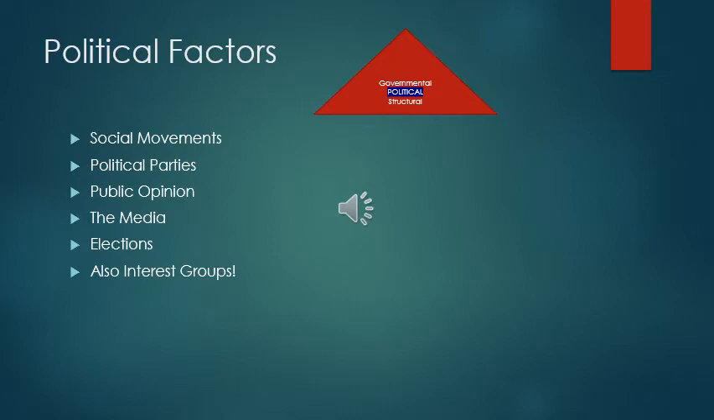So public opinion. The media. No one doubts that the media has a real impact on our politics. It's how we learn about politics. It's how we know what's going on in politics, through the media. Some media outlets might be more biased, some less biased, some more conservative, some more liberal, but regardless, it's going to be important to take that into account as a real factor in our politics.